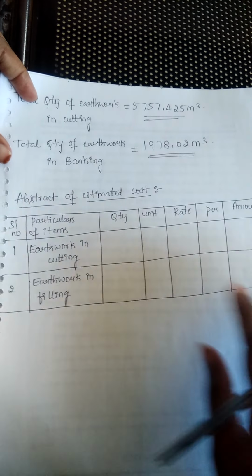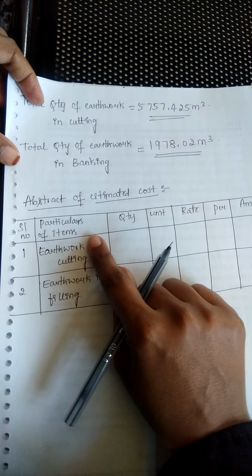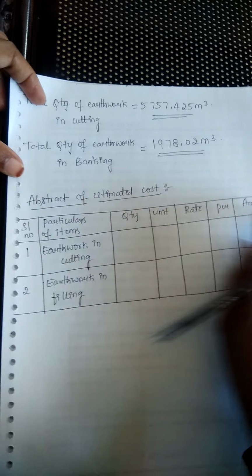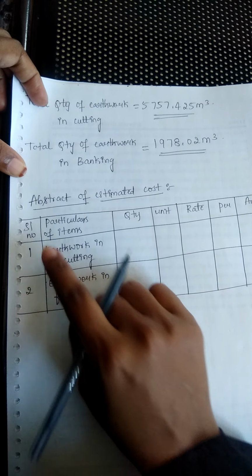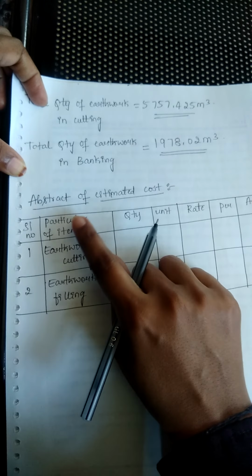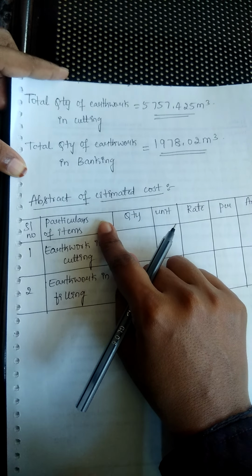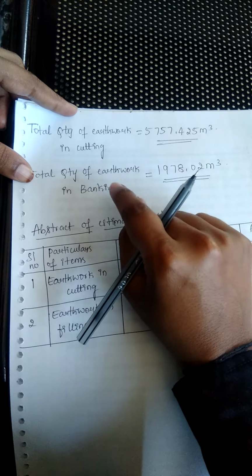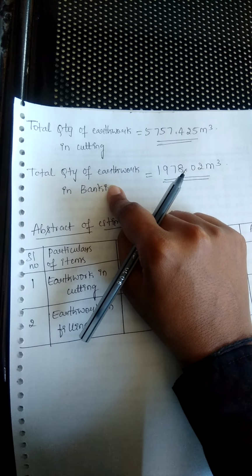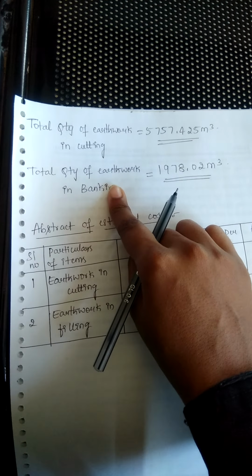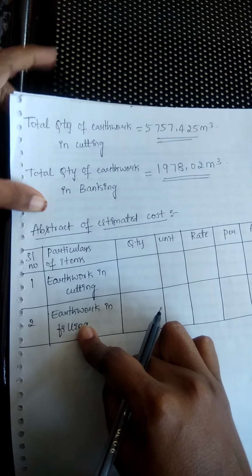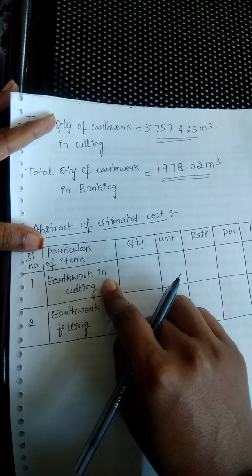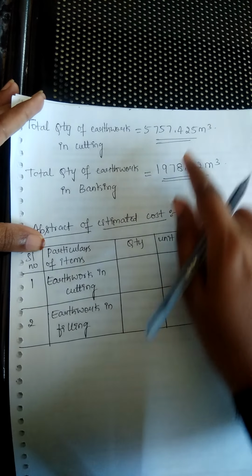The table should consist of serial number, particulars of items, quantity, unit, rate, and amount. Here the serial number you put 1, 2 likewise, and the particulars of the items. Here the 2 items will come. One is the earthwork in the cutting portion and another is the earthwork in the banking or filling portion. You just mention those 2 particular items here, and you write down the earthwork which is coming in the cutting portion, the quantity of the earthwork.